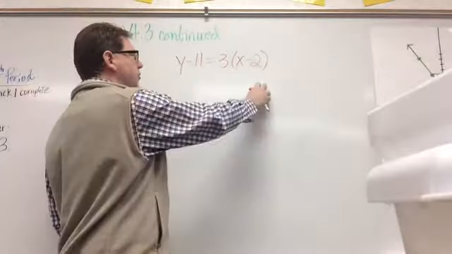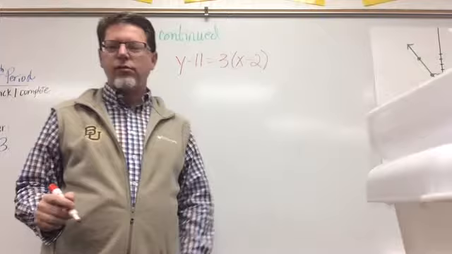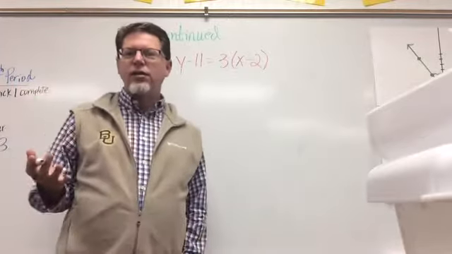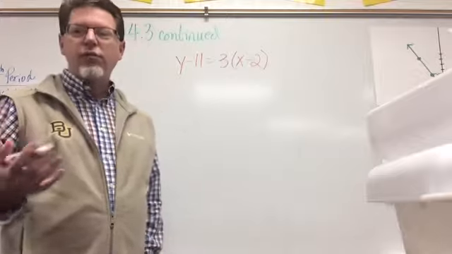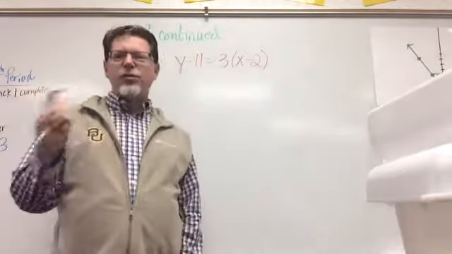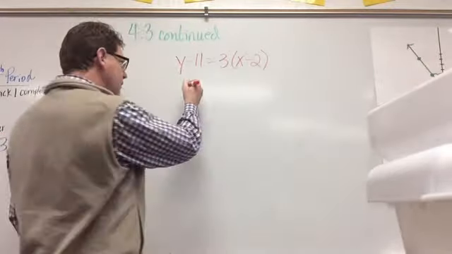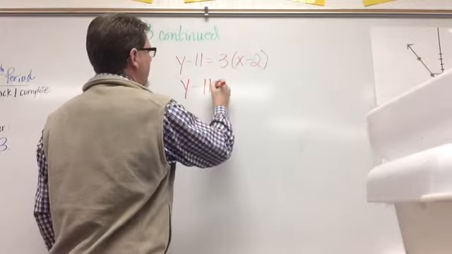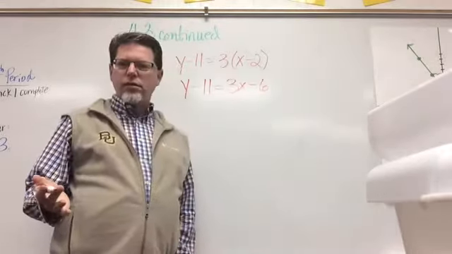So I've got an equation in point slope form. I've got y minus 11 equals 3 times the quantity of x minus 2. One thing that we might need to do is to convert this to slope-intercept form. First of all, we do the distributive property. With slope-intercept form, we know y is by itself, so then we'll just get y by itself. So I have y minus 11 equals 3x minus 6. I used the distributive property.